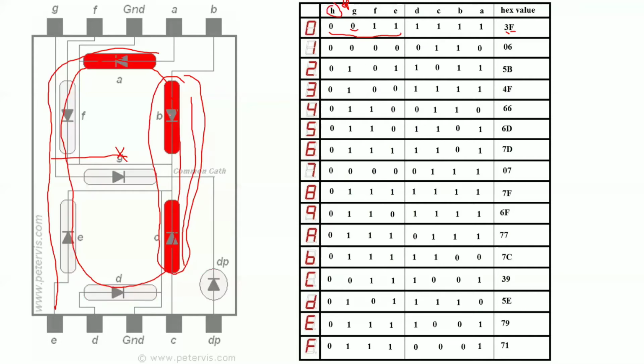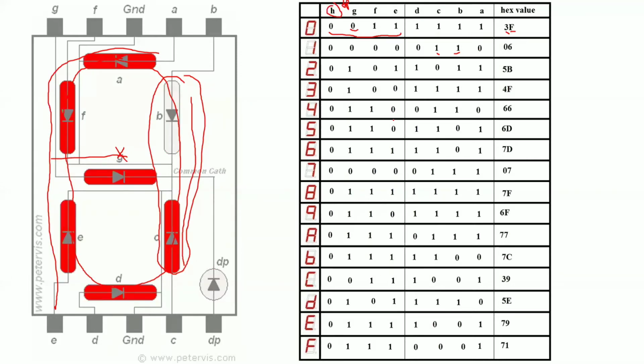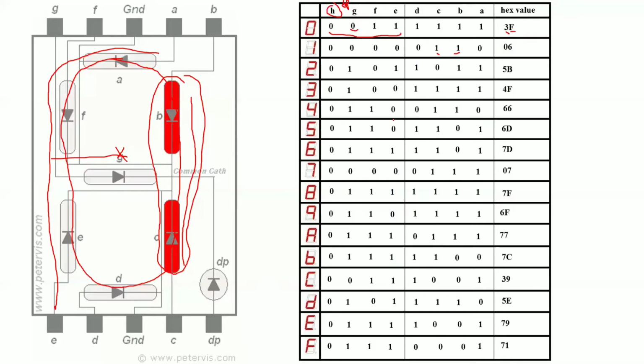Now similarly, I want to display 1. What does 1 mean? Here B and C have to be turned on, and the remaining have to be turned off. See here, B and C get turned on, and the remaining LEDs are turned off. What is the value? 0, 6. So this is how we are going to send the codes. We are going to calculate the codes of the 7 segment display in order to display whatever digits or characters are required.